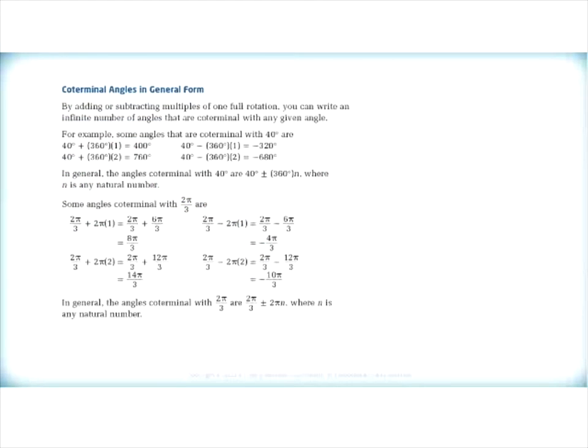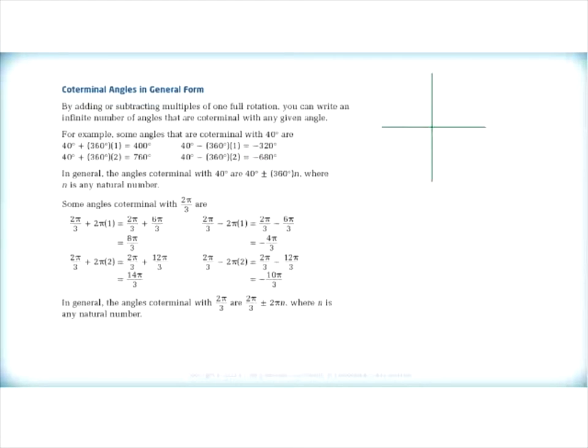Let's look at coterminal angles in general form. By adding or subtracting multiples of one full revolution, we can write an infinite number of angles that are coterminal with a given angle. For example, some angles that are coterminal with 40 degrees are 40 plus 360 times 1, 40 plus 360 times 2, 40 subtract 360 times 1, negative 320, and 40 subtract 360 times 2, or negative 680. All we're doing here is we're adding or subtracting 360 degrees from the given angle of 40 degrees.